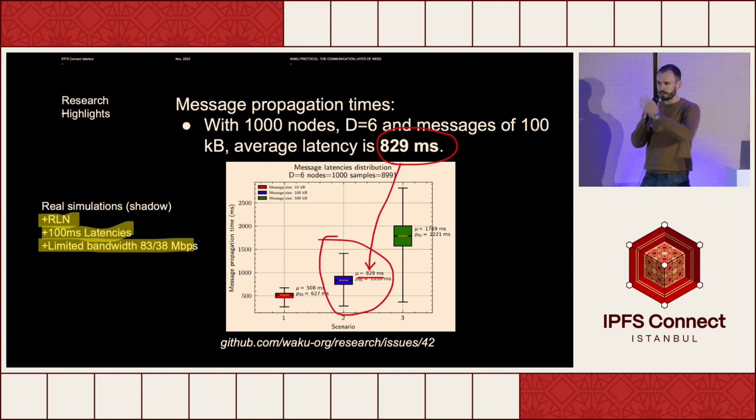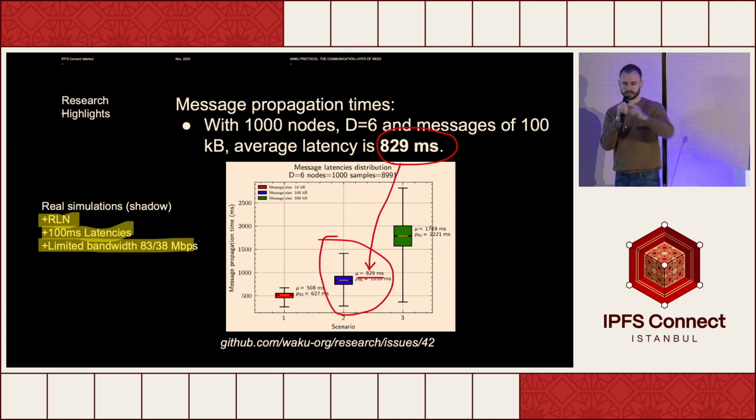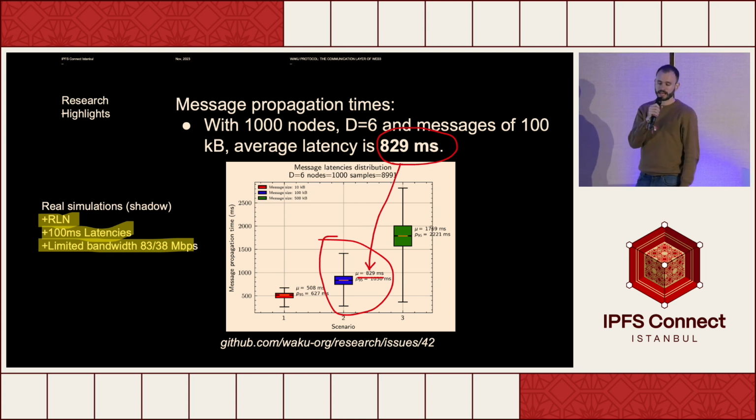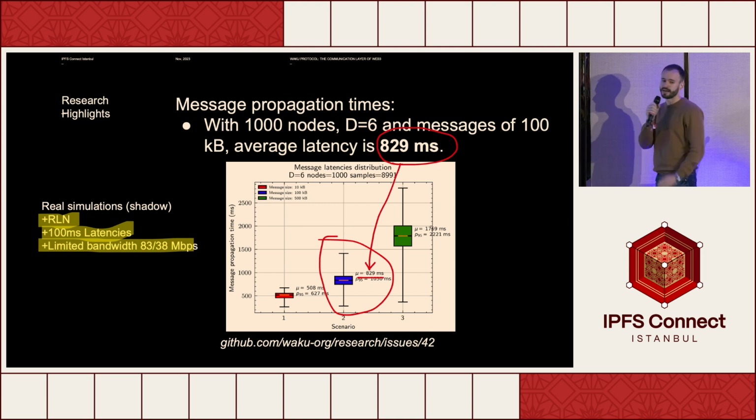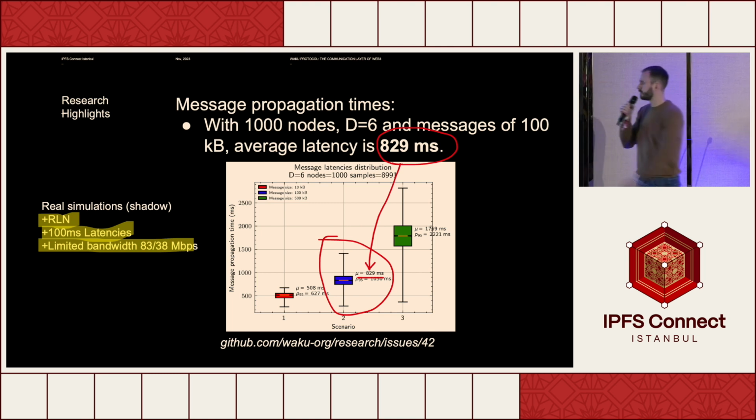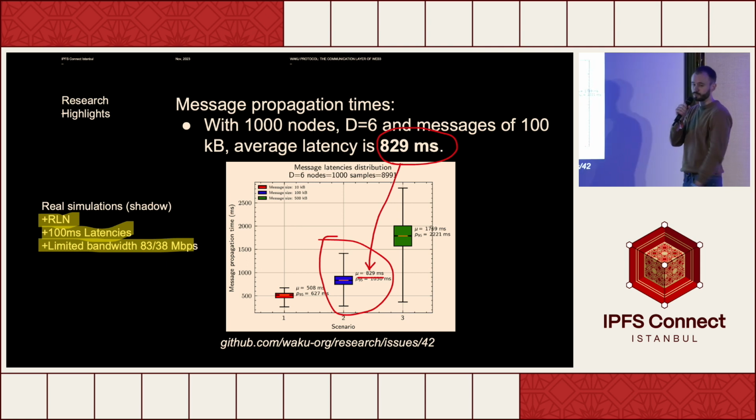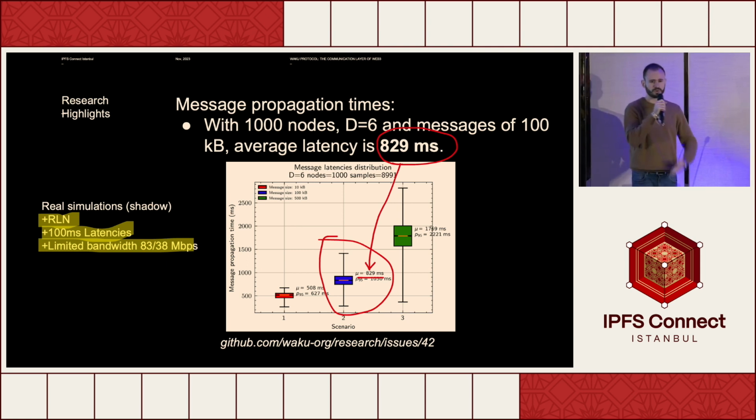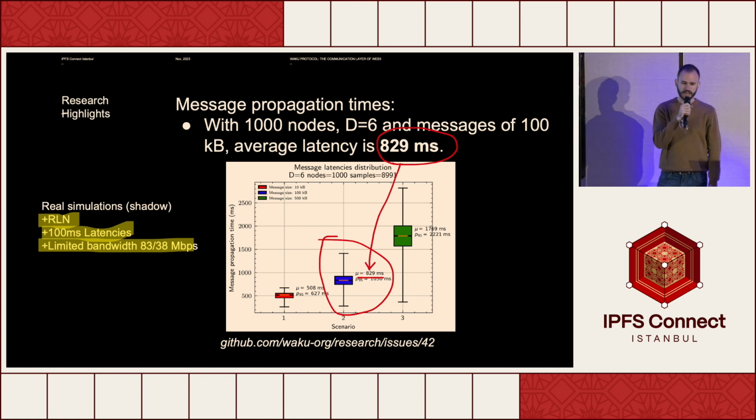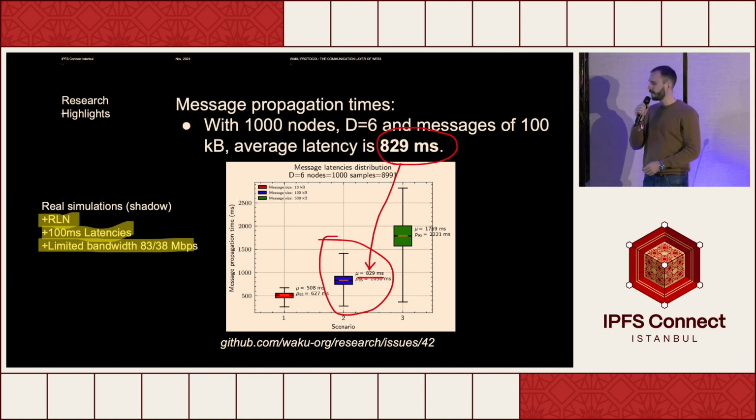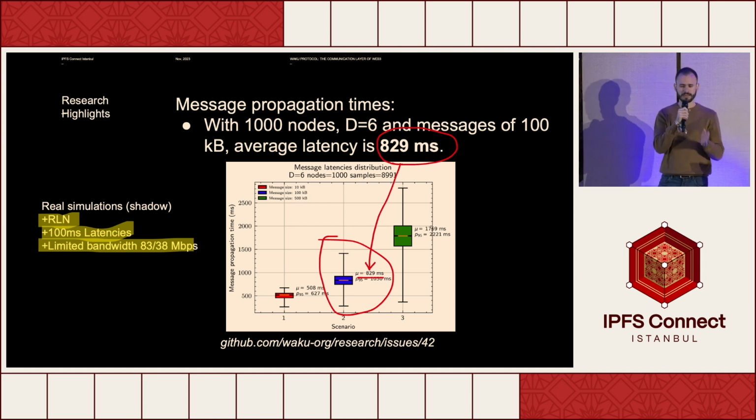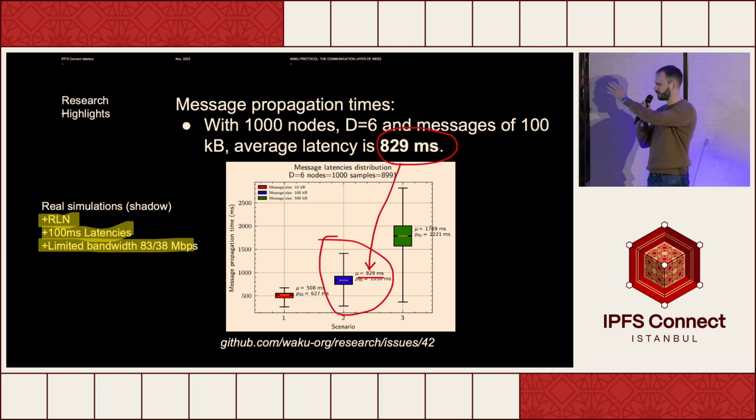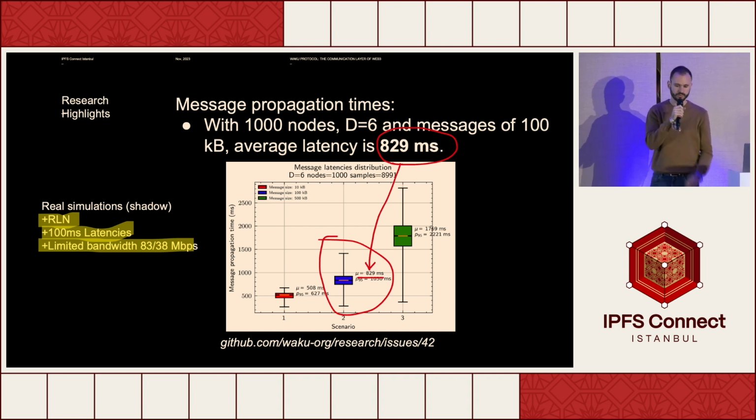So with these numbers, 1,000 nodes, D equals 6, if you remember the gossip sub parameter, and a message size of 100 kilobytes, we have an average latency of 800 milliseconds. And these are real simulations with Shadow, a tool for network simulations. Maybe you know Testground, Kurtosis, or these other tools. These simulations use RLN. They also simulate a latency of 100 milliseconds between each node, and the bandwidth is limited to 80 and 40 megabits per second, up and down. So as you can see, the simulations are quite accurate.